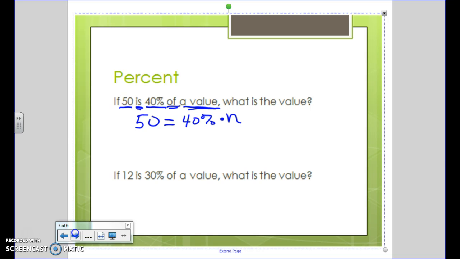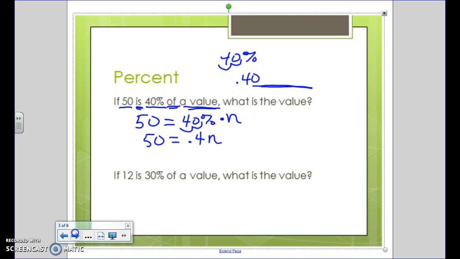And before I begin to solve my equation, I'd like to move the decimal place on the percent so I can have a decimal. 50 equals 0.4. Just a reminder, 40% is 0.40, but really this is 0.4. There's nothing behind the 4, so the zero is insignificant. So I'm going to write 0.4n.